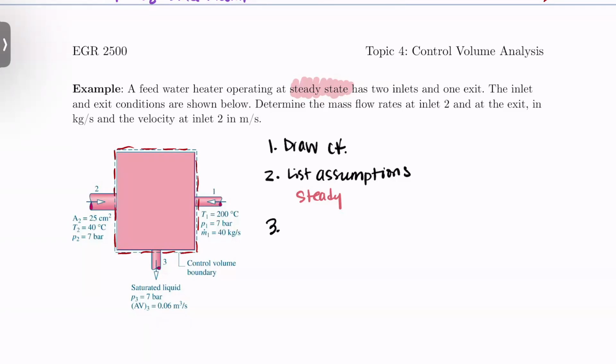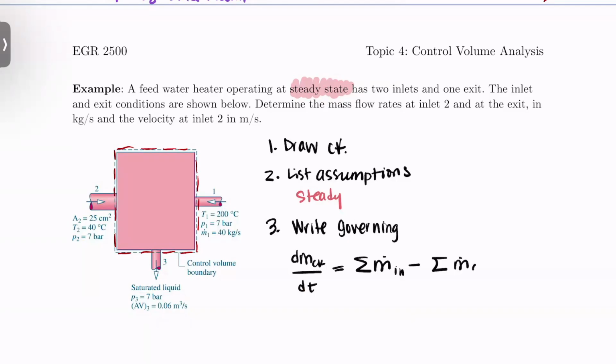Our third step is to write down our governing equation, which again is just conservation of mass. So we have the rate of change of the mass in the control volume is equal to the sum of the mass flow rates in minus the sum of the mass flow rates out. Since we have a steady flow, that means that the d/dt terms are equal to 0, so I can get rid of this left-hand side term. Okay?